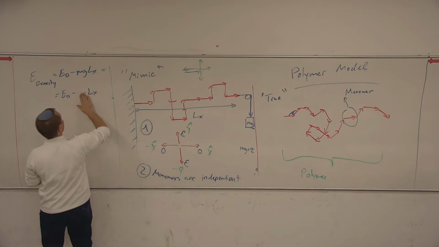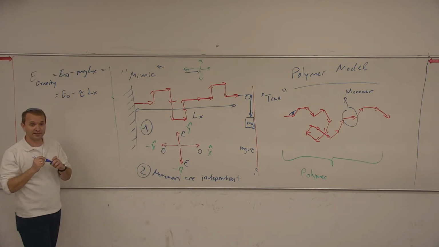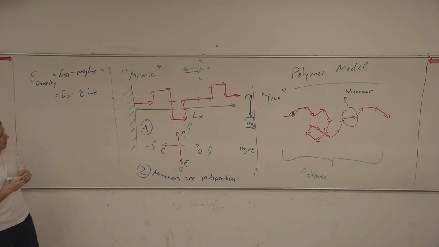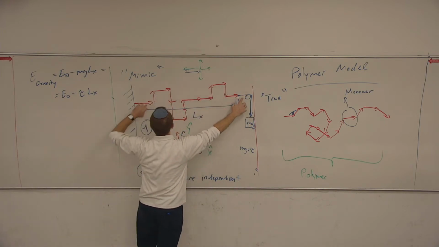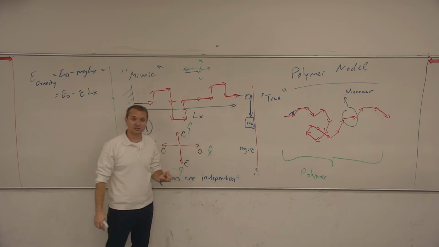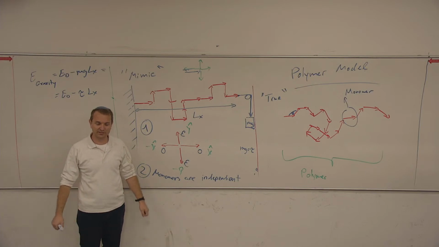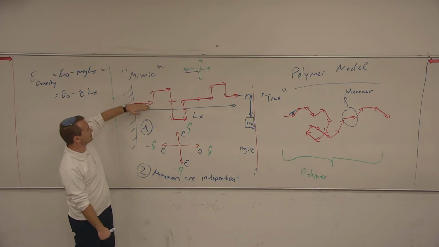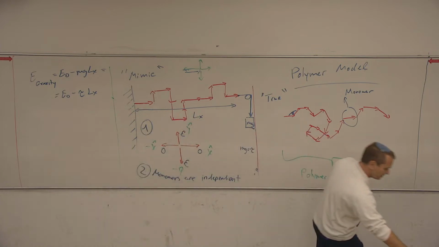Tau Lx. Fine? Why times Lx and not the height? Because this height plus this length is constant, right? Okay, there is a specific constant length. The total, think about it, there is a specific number.